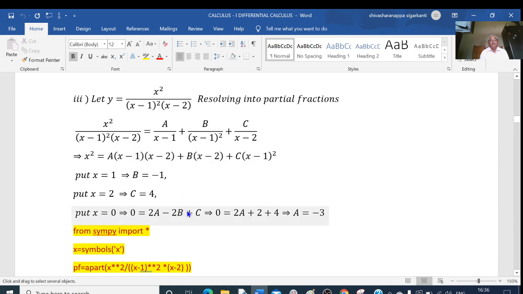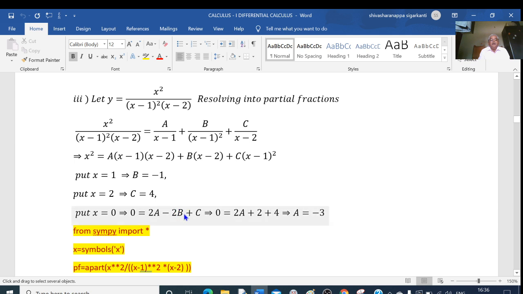Minus 2b plus x equal to 0, 0 minus 1 is minus 1, minus 1 square is plus 1, 1 into c is c. So that is 0 equal to 2a minus 2b plus c. What this implies? This implies 0 equal to 2a.